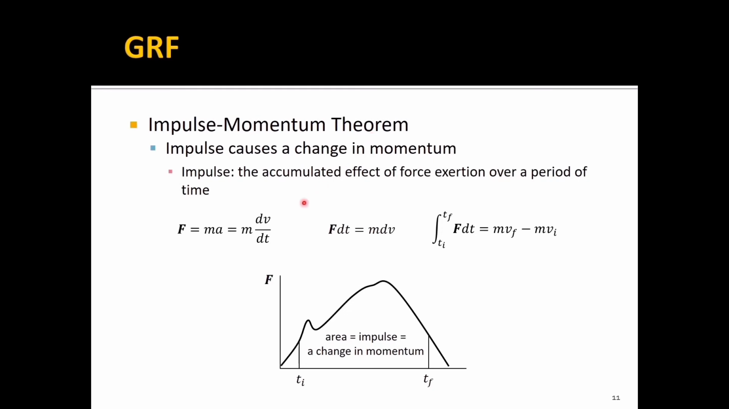And then this theorem can be derived from F is equal to ma, which is Newton's second law of motion, and acceleration is the time derivative of velocity, so it can be F dt is equal to m dv. Finally, taking the time integral of both sides will generate the impulse momentum theorem. And then we have a force and time graph here, and Ti means initial time, and Tf means the final time. So this area means impulse, also the change in linear momentum.